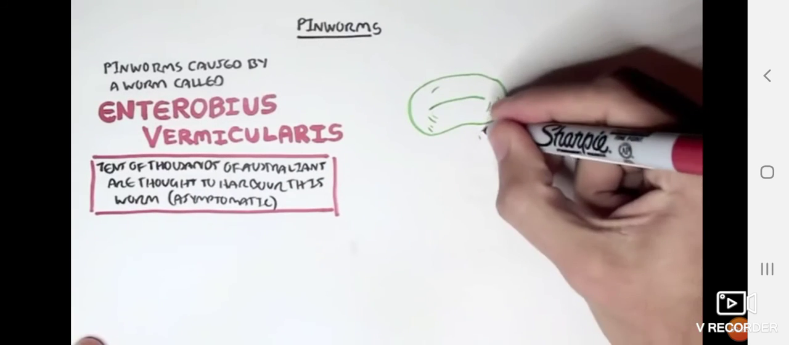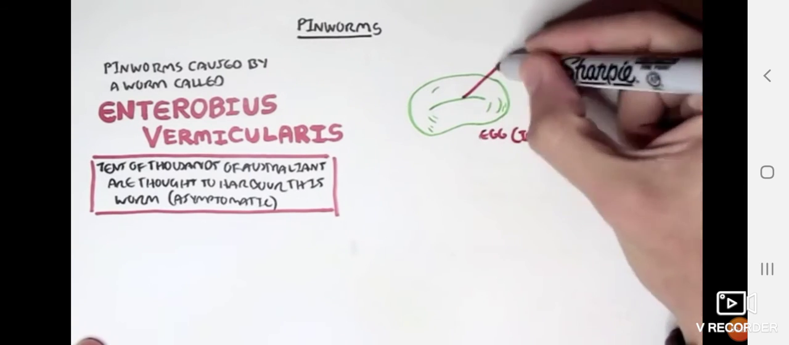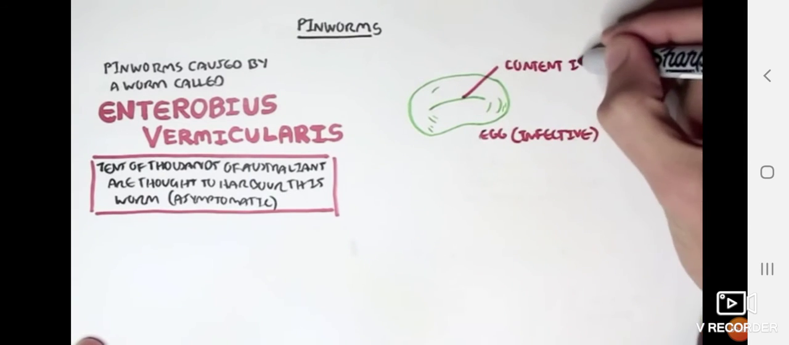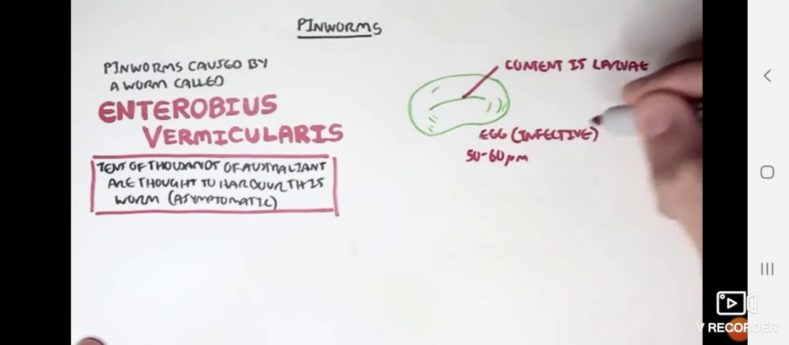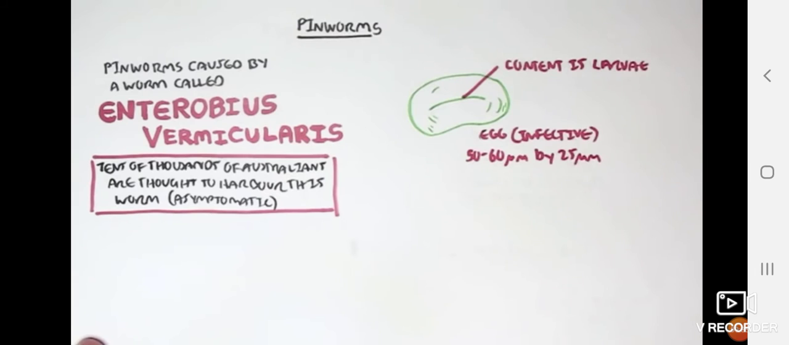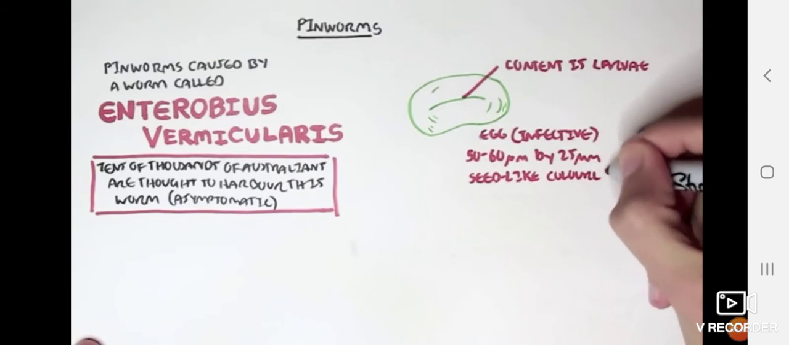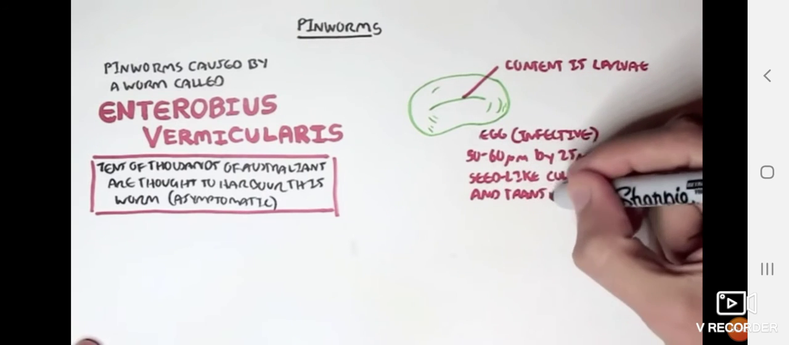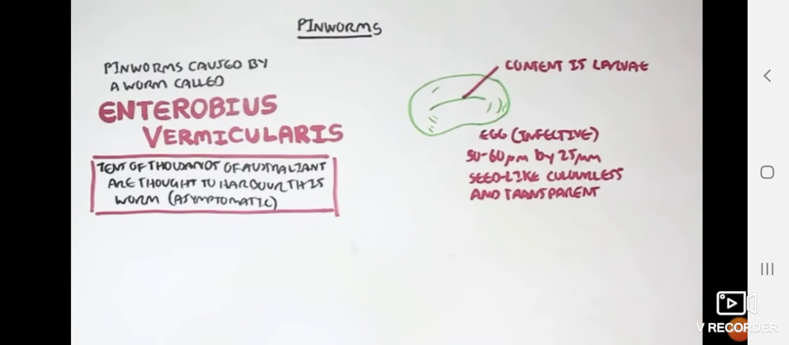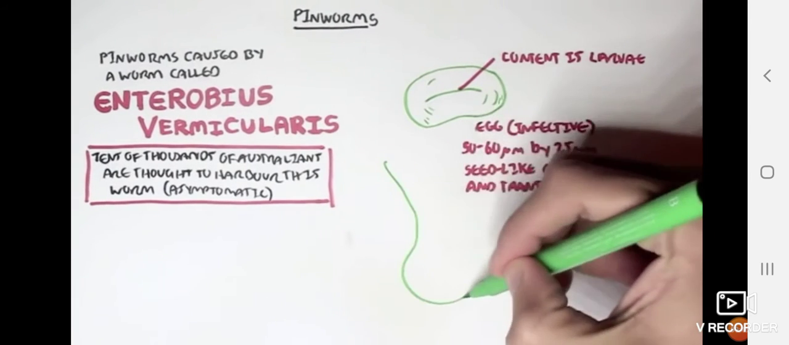Essentially it comes from an egg. So here we have an egg. This is the infective form. Inside the egg is a larva. The egg itself is about 50 to 60 micrometers by 25 micrometers in width. It's a seed-like, colorless shape and is transparent.